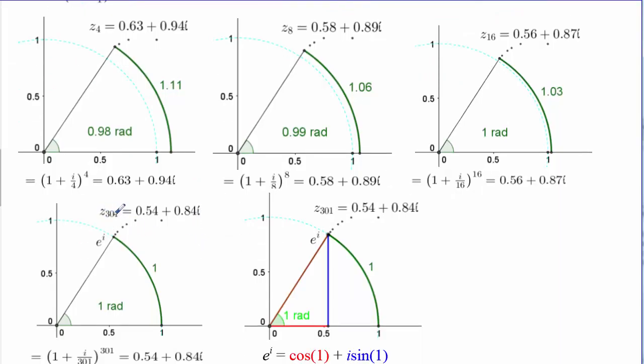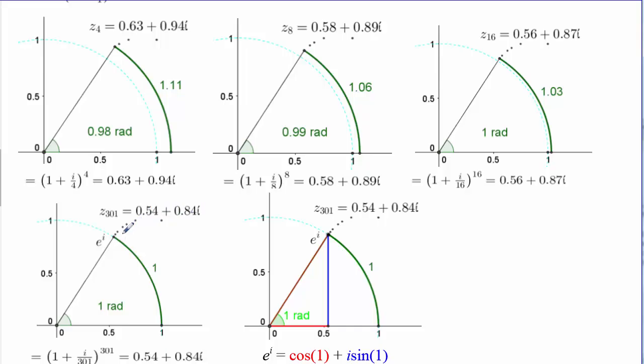If we put 301 in for n, this number is tending toward a location on the unit circle, which is 1 unit away from the origin, and also just happens to land at 1 radian along the unit circle. So e^i ends up representing a rotation off of the real axis by 1 radian. And it lands us at this place, 0.54 + 0.84i.